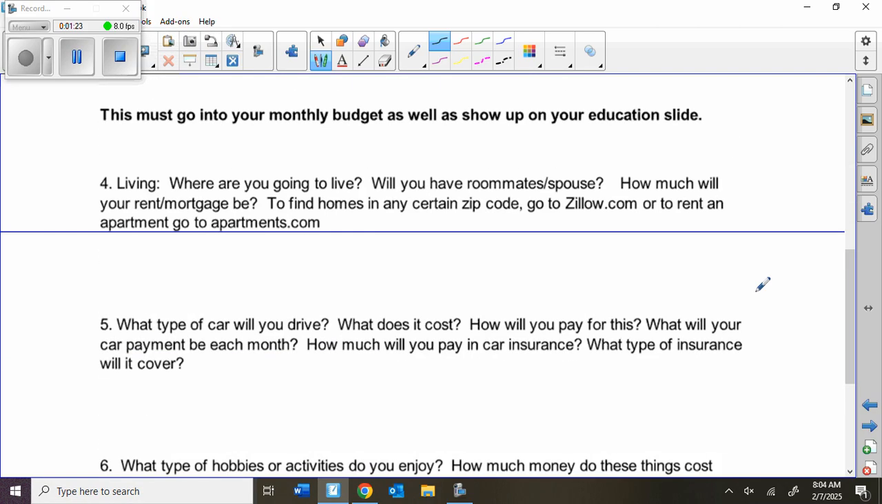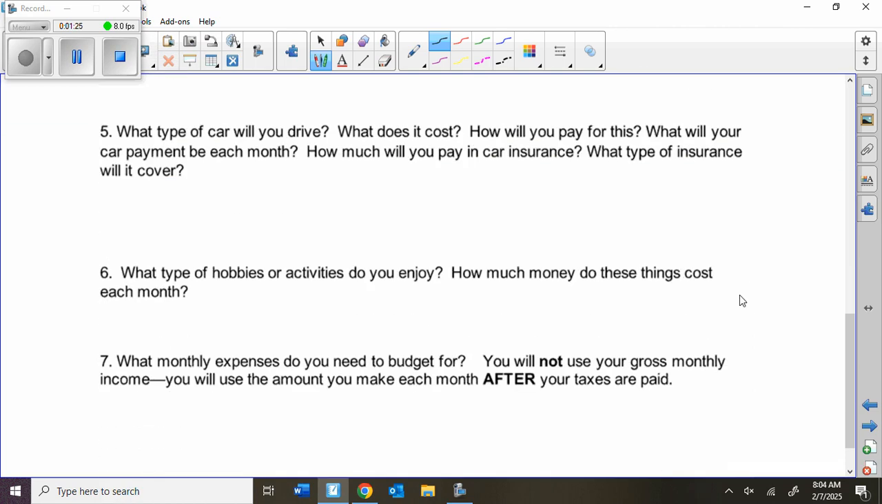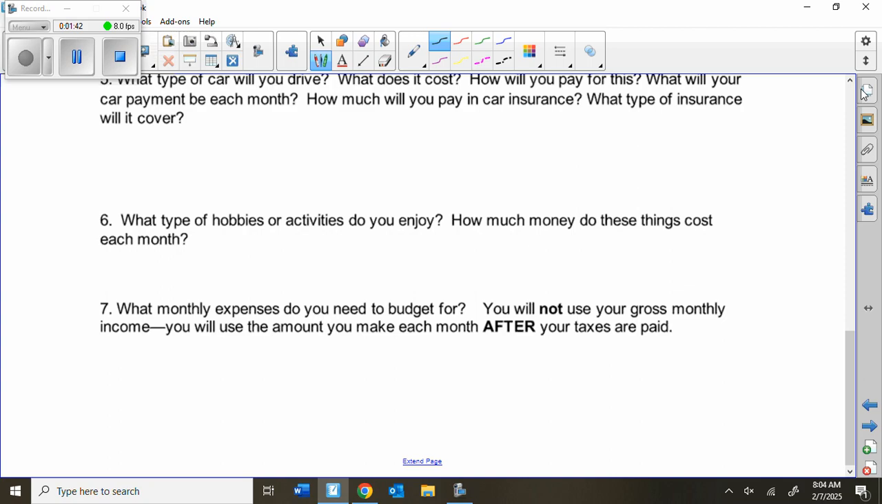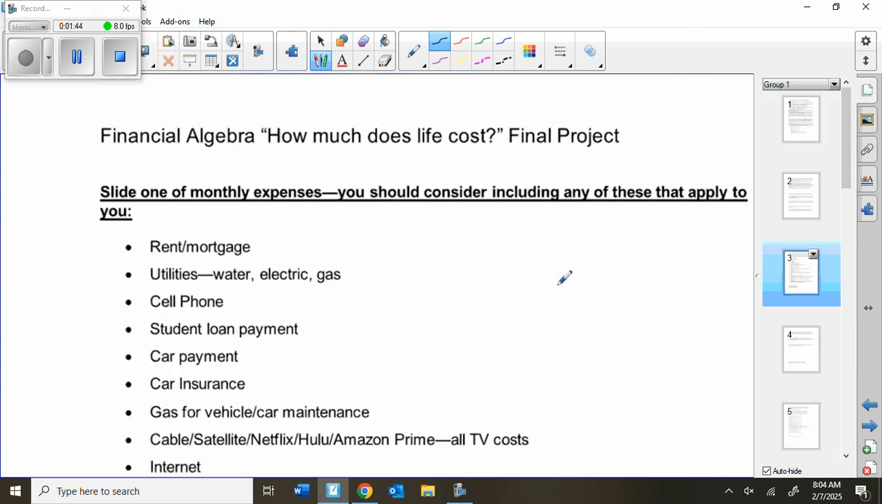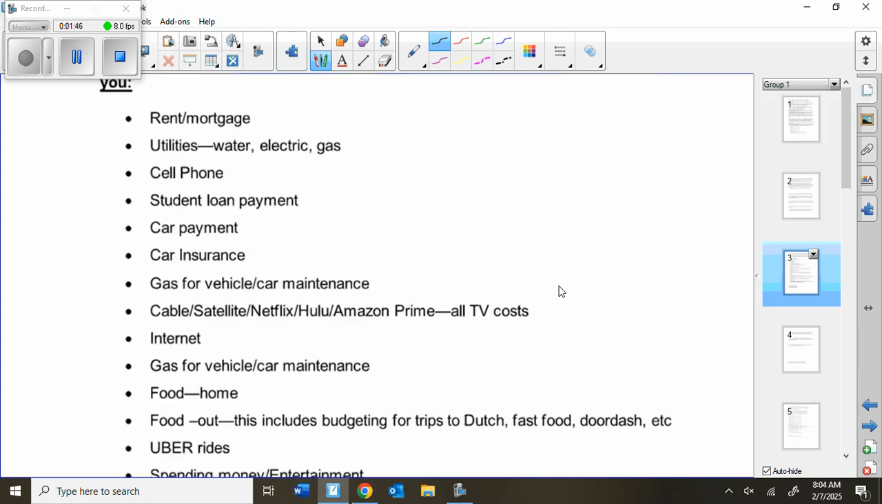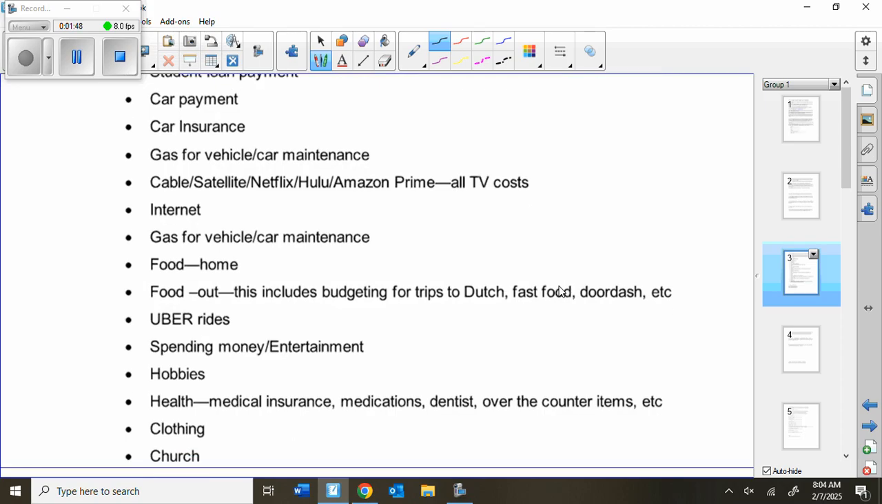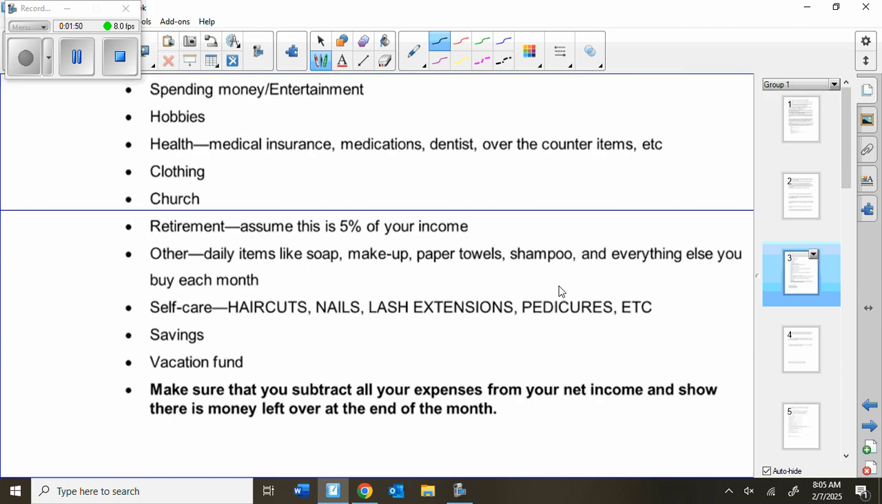Students need to find living, a car. They need to think about, are they a golfer, which takes a lot of money for their hobbies? Do they buy video games? Do they stream? Do they do other sports that are expensive? What type of hobbies are going to cost them money? And then we talk about monthly expenses. And so I list a few of their expenses right here. Of course, every expense does not apply to every student.